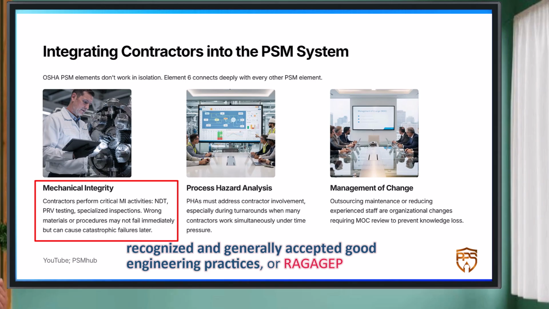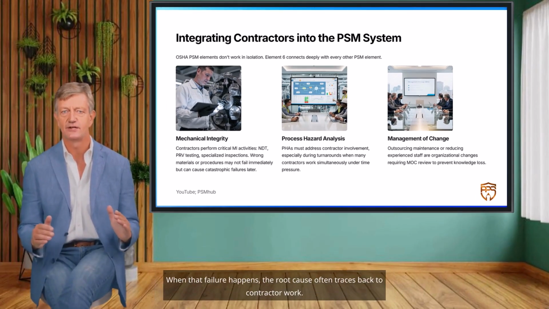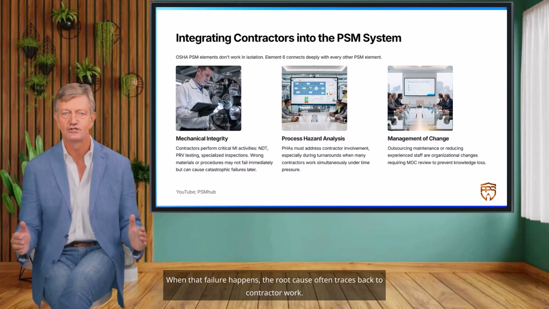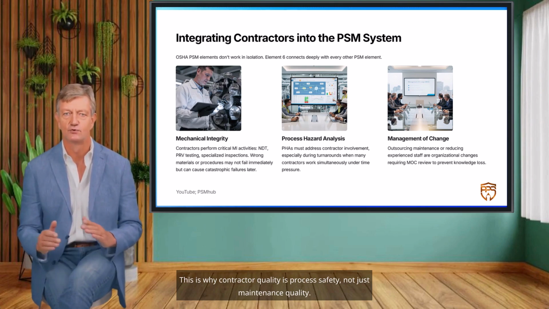If a contractor uses the wrong material of construction, the problem may not appear immediately. Installing carbon steel where a special alloy is required, or using the wrong gasket or bolts, may allow the equipment to operate for months or even years before failing. When that failure happens, the root cause often traces back to contractor work. This is why contractor quality is process safety, not just maintenance quality.